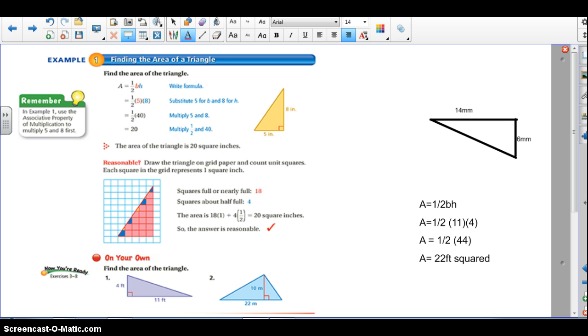All right, for the on your own, number 1 should look like this with all the steps written in it, and your final answer is 22 feet squared. Number 2 should have the same steps, different numbers, and it's 110 meters squared. That's the end of example 1.